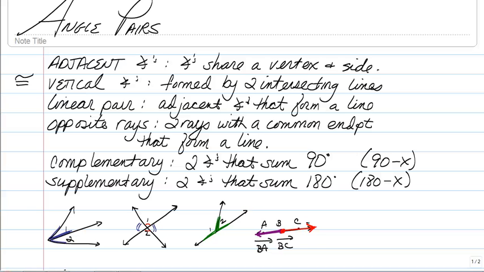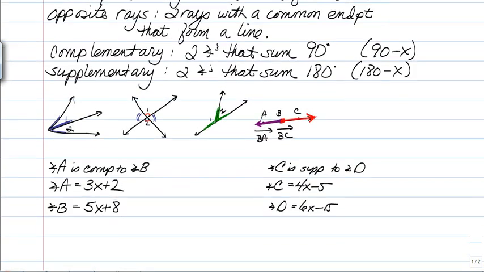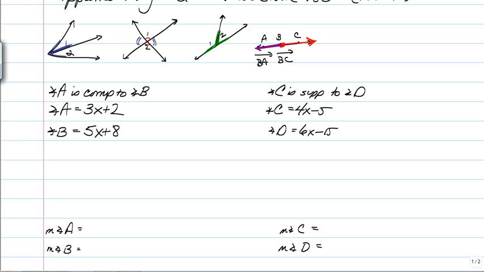The other two are complementary and supplementary angles. Now, complementary angles are just two angles that add up to 90 degrees, and supplementary angles are two angles that add up to 180 degrees. Okay? So, those are your angle pairs that you will need to know. And we can do all sorts of different stuff with them.